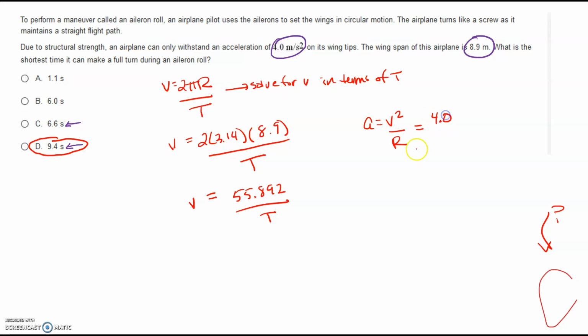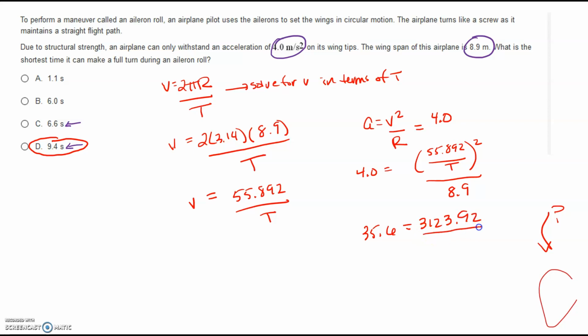And I know that this is 4. So I have 4 is equal to 55.892 over T squared over 8.9. So I multiply 8.9 times 4, get 35.6 is equal to this large number over T squared. So I got rid of this, and then I squared all of this. And then you have to multiply by T squared, divide by that, and square root, and I get 9.367 seconds, which should be D.